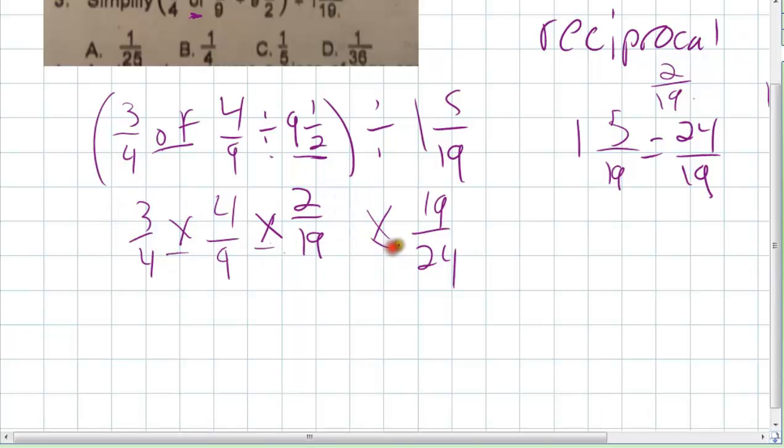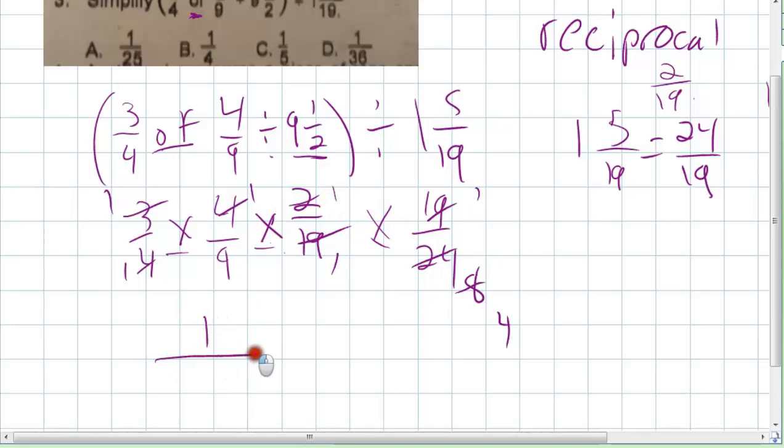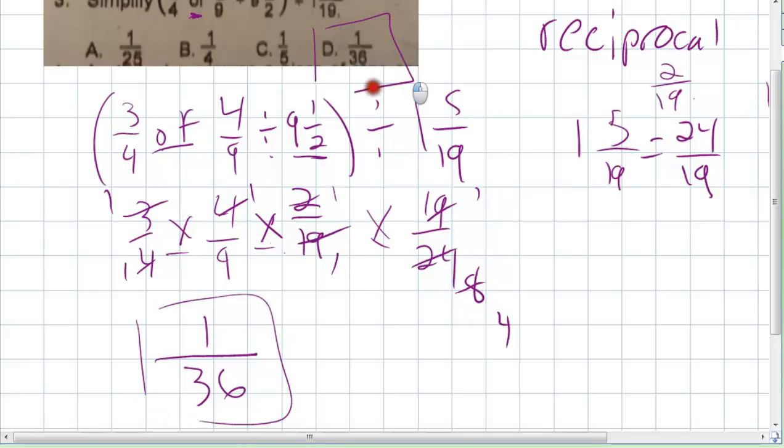Now that we have multiplication all the way through, we can ignore the parentheses. So 3 goes into 24 8 times, and 2 goes into 8 4 times. The 4s will cancel out themselves, and then the 19s will as well. So we're left with 1 times 1 times 1 times 1 over 1 times 9 times 1 times 4. So 9 times 4 is 36, and we're left with 1 over 36, which is your answer right here.